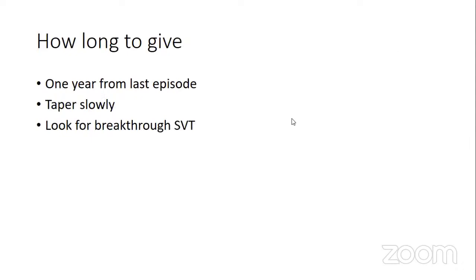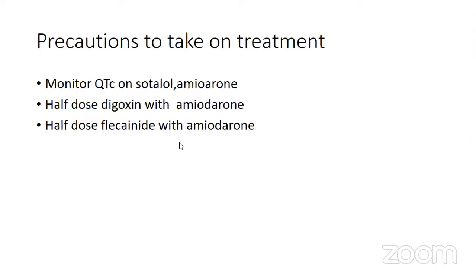So how long to give the prophylaxis? 1 year from the last episode. Taper slowly and look for breakthrough SVT. We have to monitor QTc when on sotalol, amiodarone, and digoxin. You have to halve the dose of digoxin with amiodarone and halve the dose of flecainide with amiodarone.